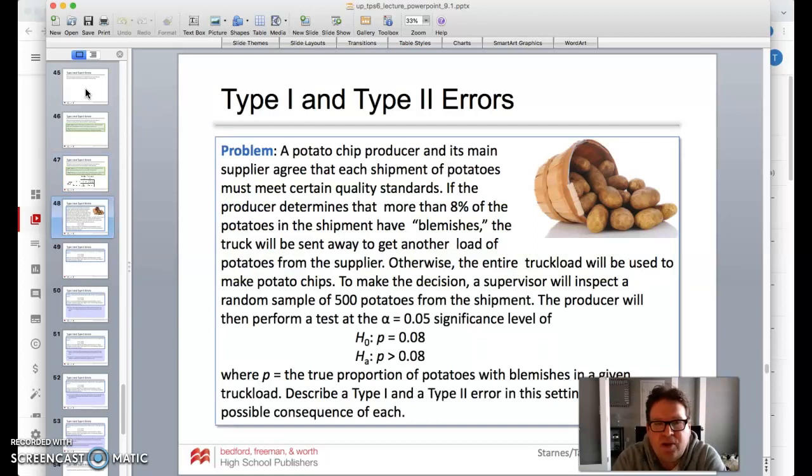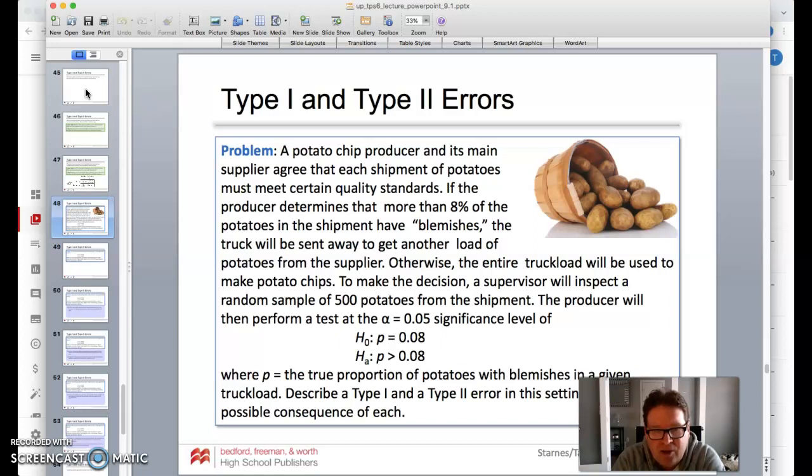A potato chip producer and its main supplier agree that each shipment of potatoes must meet certain quality standards. If the producer determines that more than 8% of the potatoes in the shipment have blemishes, the truck will be sent away to get another load of potatoes from the supplier. Otherwise, the entire truckload will be used to make potato chips. Now, to make the decision, a supervisor will inspect a random sample of 500 potatoes from the shipment. The producer will then perform a test at the 5% significance level.